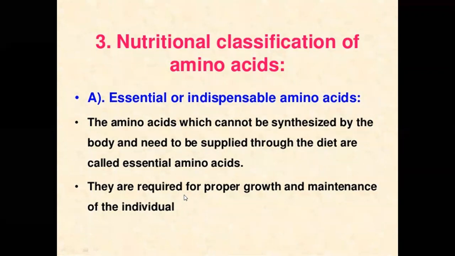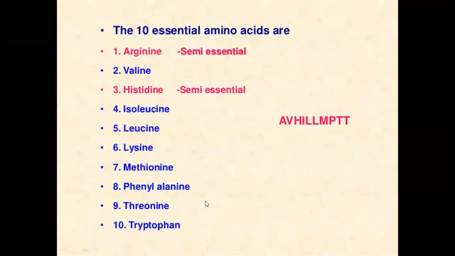They are required for proper growth and maintenance of the individual. So these amino acids are required for normal growth and maintenance of the individual. यानी इनकी जरूरत होती है. So these are the examples, the 10 essential amino acids. यहाँ पे 10 essential amino acids के नाम दिए हैं, 1 2 3 4 5 6 7 8 9 10.